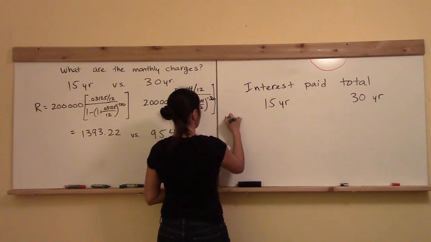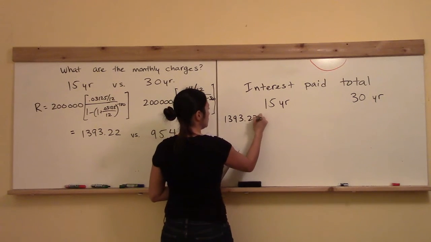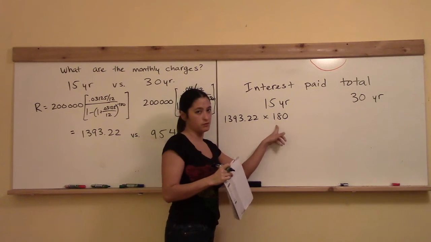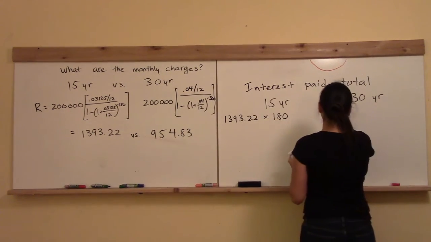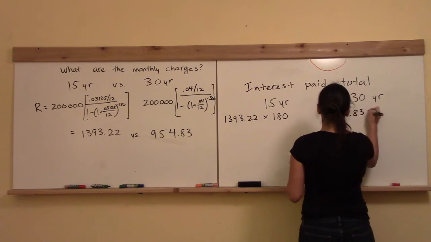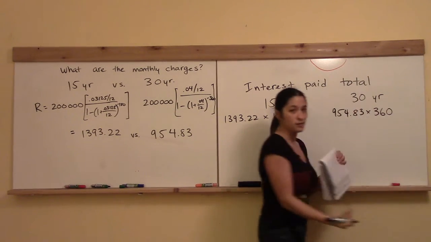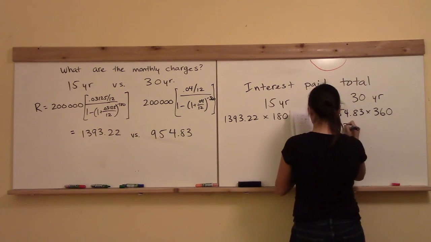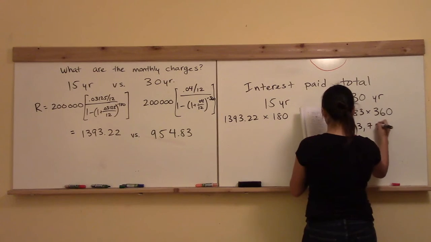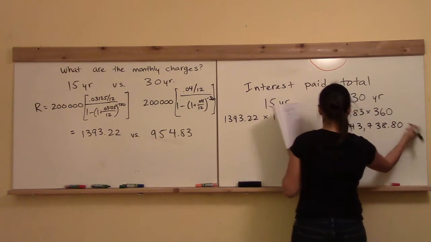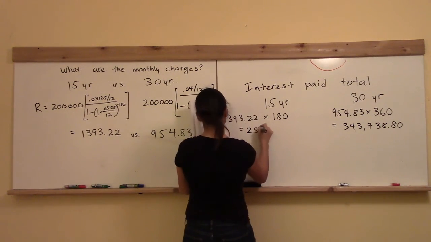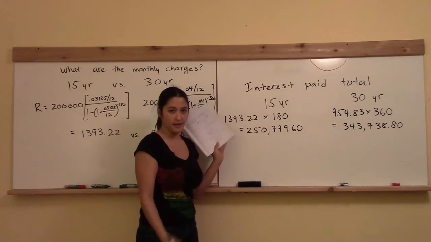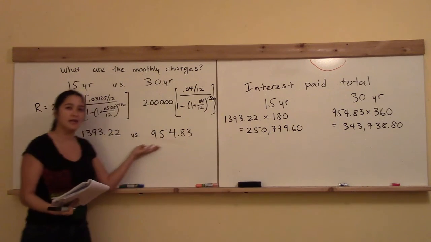In the 15-year one, you put $1,393.22 times 180 payments. Okay, so this one is 15 times 12, 180 payments. In the 30-year one, I put $954.83, and I had to do that 360 times. So let's first compare how much money I paid in each case. The total money I ended up paying on this mortgage was pretty darn big. The total money I ended up paying on this mortgage, not nearly as bad.